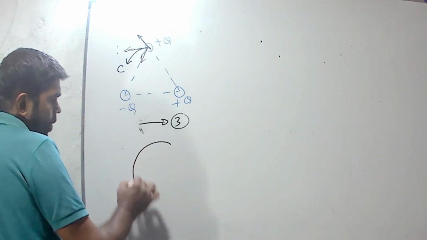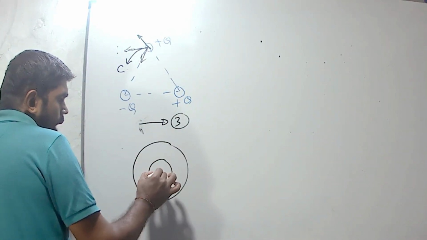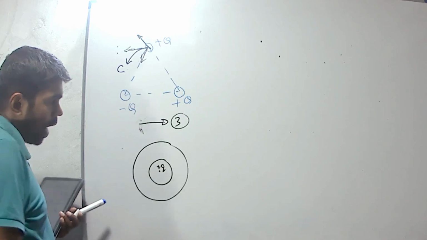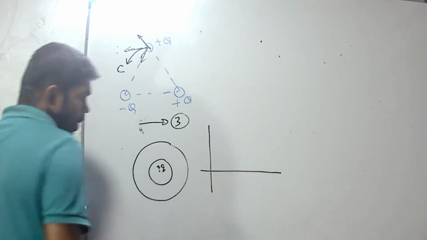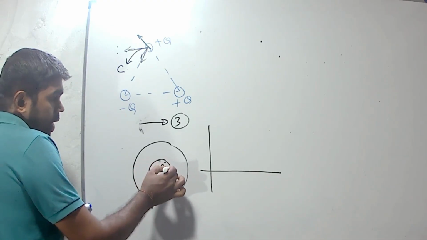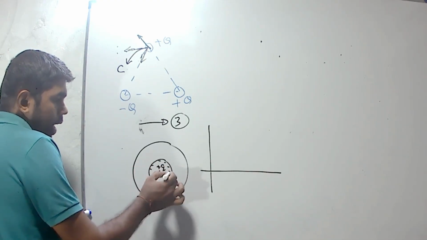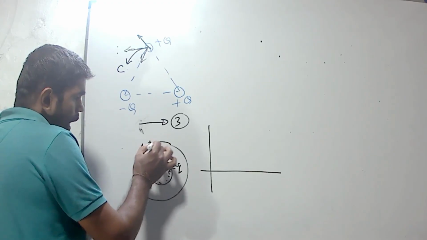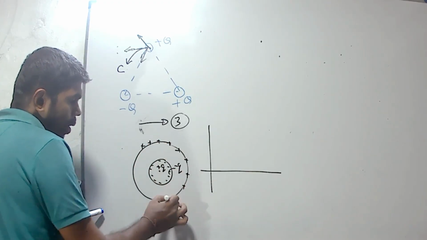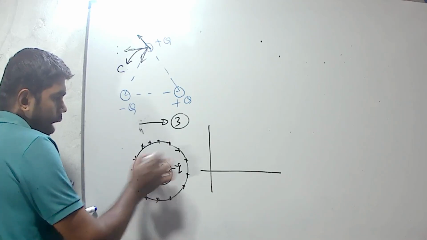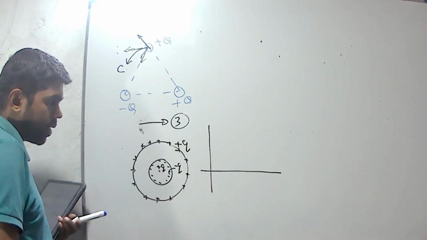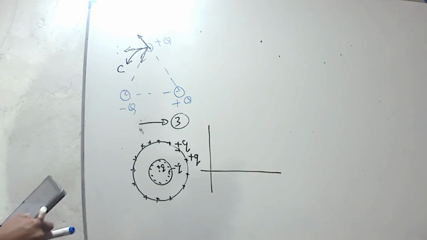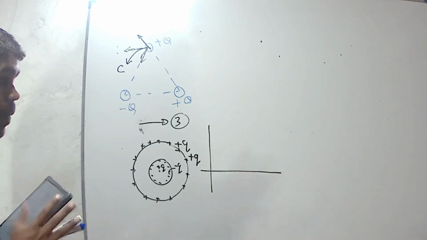We have to consider the charge distribution. There is a plus Q charge at the center. Therefore, there is a minus Q charge induced in this inner surface, minus Q. As a result of that induction, there is an opposite charge plus Q in the outer surface. But there is a given plus Q charge for the outer surface. You know that charge is spreading on the outer surface for a conductor.